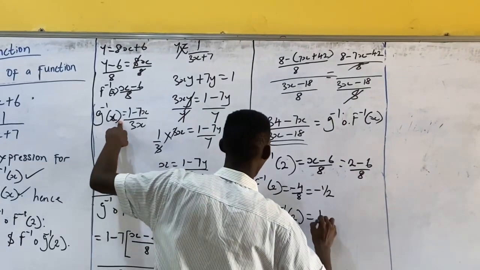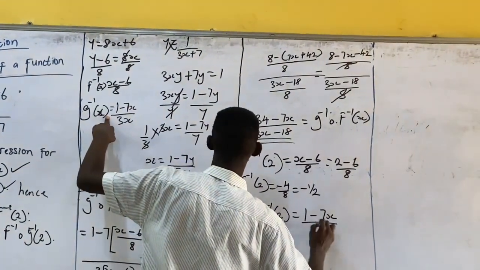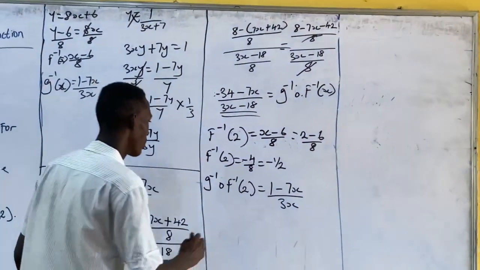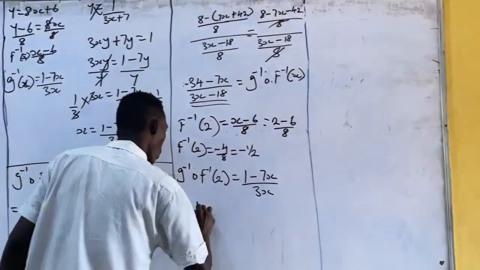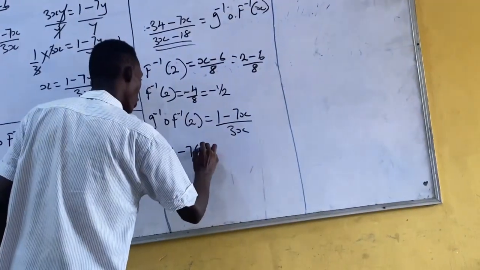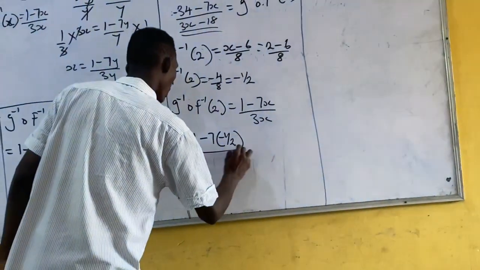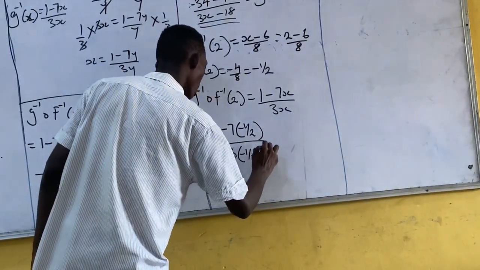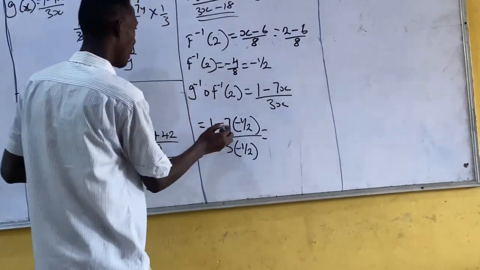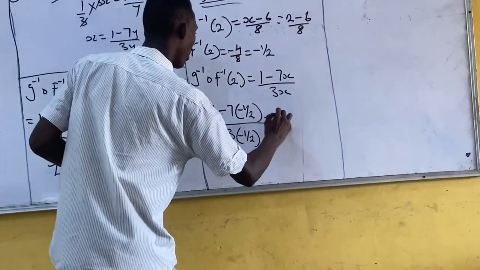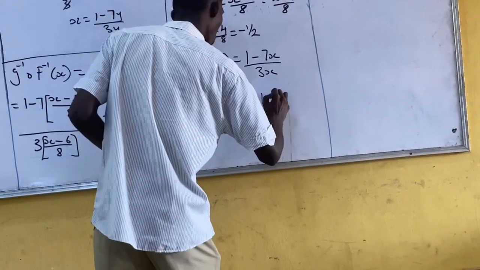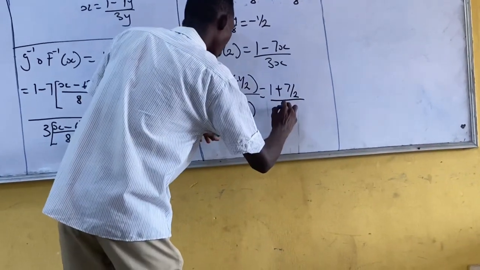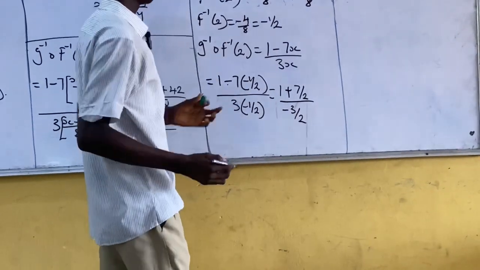Then let me rewrite this expression over 3x. Anywhere we see x, we put minus 1 over 2. Now this is equal to what? 1 minus 7 in bracket minus 1 over 2, over 3 in bracket minus 1 over 2. So this is equal to what? Minus times, this is 1. Minus times minus will give us what? Plus 7 over 2, over minus 3 over 2. We are not done yet.